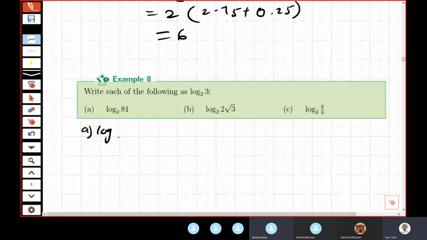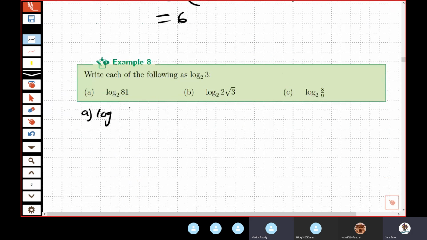Do we do 27 times 3? Yes, but still 27 is not good. You're on the right track. 3 cubed. 9. Is it 9 times 3? You're getting there, but 9 is not good. In fact, you're pretty much there. You're just not seeing it. 3 to the power of 4 is 81.